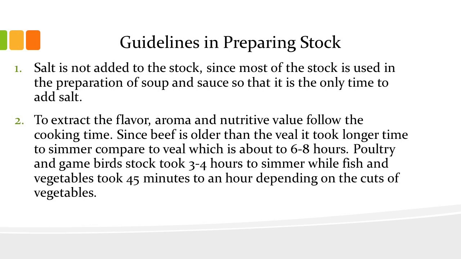Since beef is older than veal, it takes longer to simmer compared to veal, which is about 2 to 8 hours. Poultry and game bird stock take 3 to 4 hours to simmer, while fish and vegetables take 45 minutes to an hour depending on the cuts of vegetable.